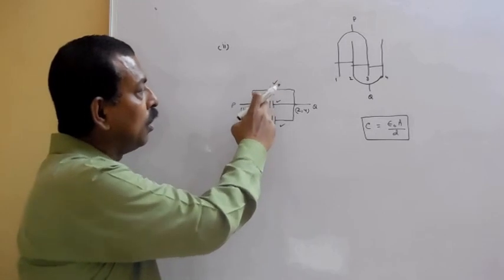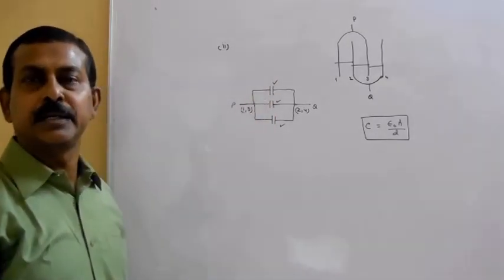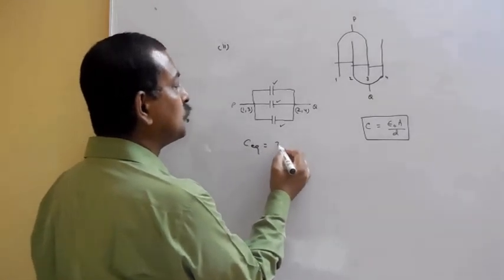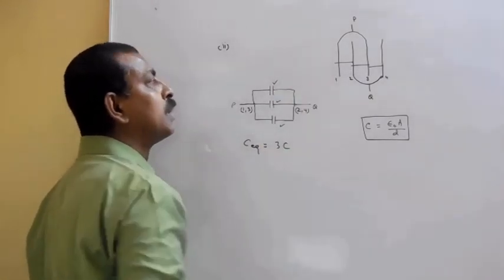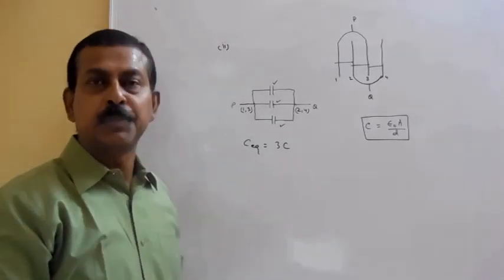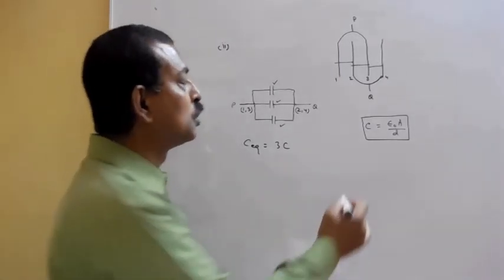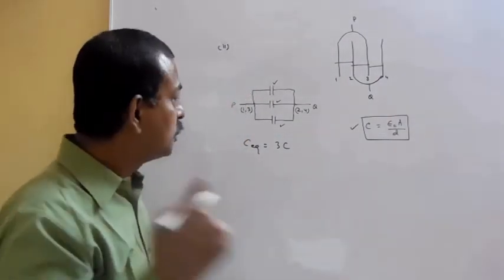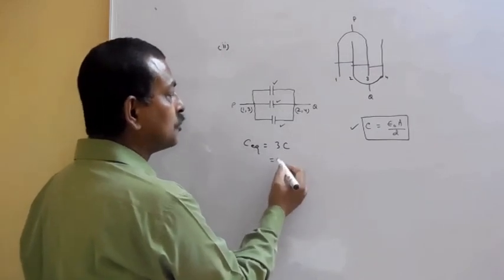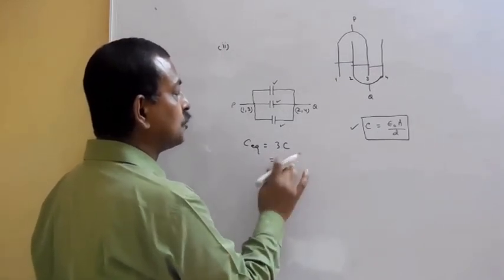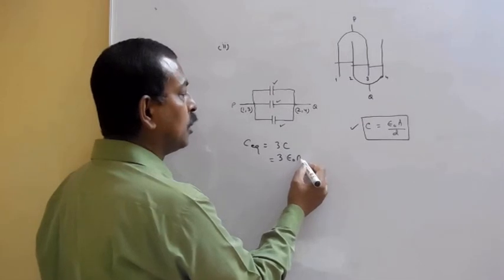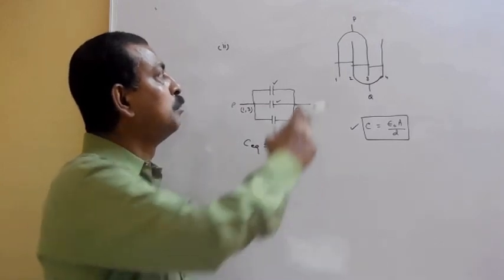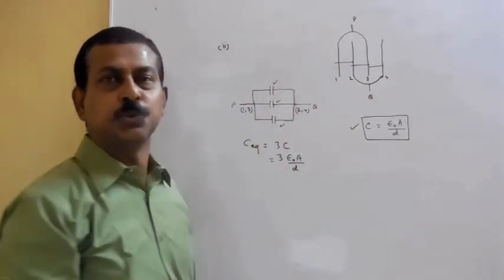Now you can see all the 3 capacitors are connected in parallel. So the equivalent capacitance of this one will be 3 times C. As all plates are at equal separation, they have the same plate area, so their capacitance is epsilon naught A by D for each one. So equivalent is 3 times of this, so it is 3 times epsilon naught A by D. This is the value of equivalent capacitance between the points P and Q.